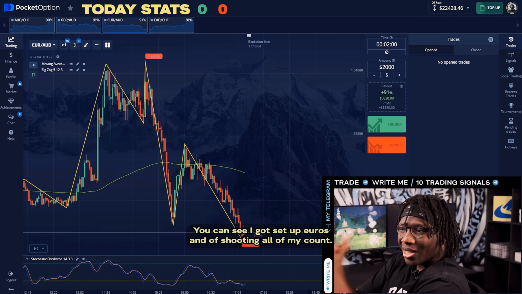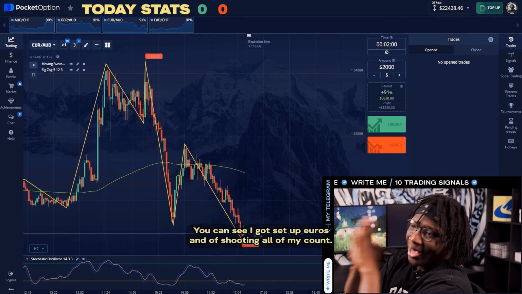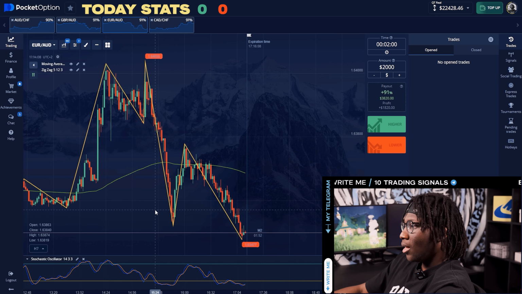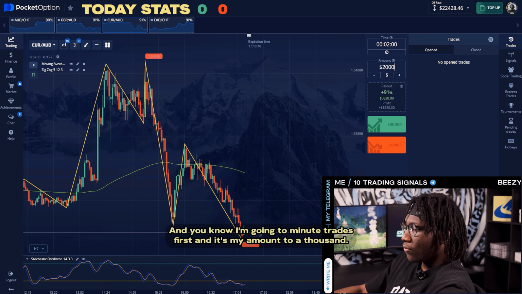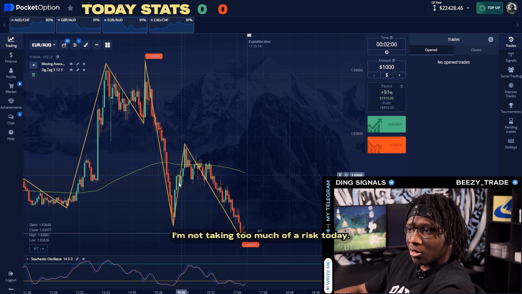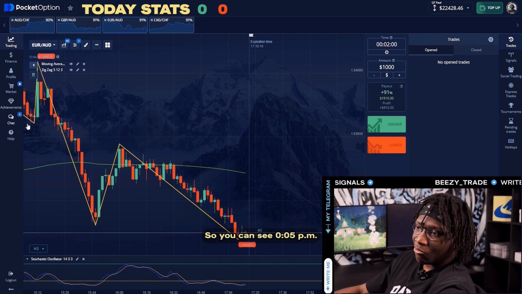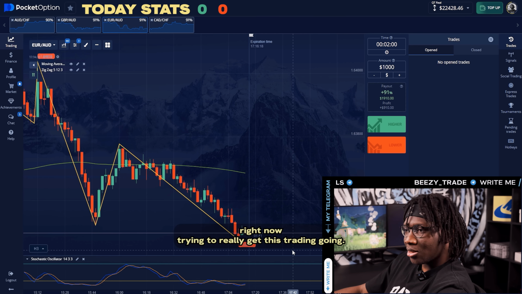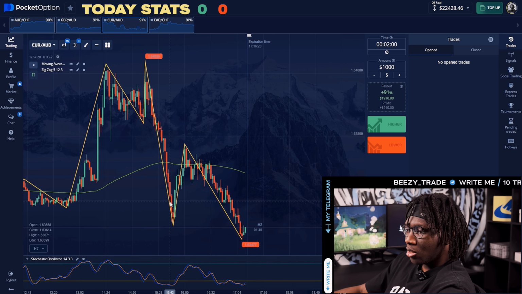As you can see, I got set up with euros and Australian dollar on my account. And I'm going 2-minute trades. First, let me reduce my amount to 1,000. I'm not taking too much of a risk today. So you can see it's around 5 p.m. right now. I'm trying to really get this trading going.